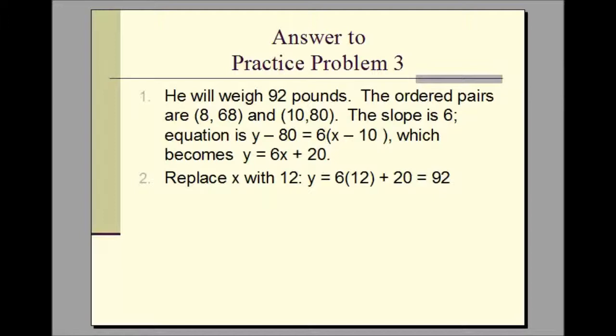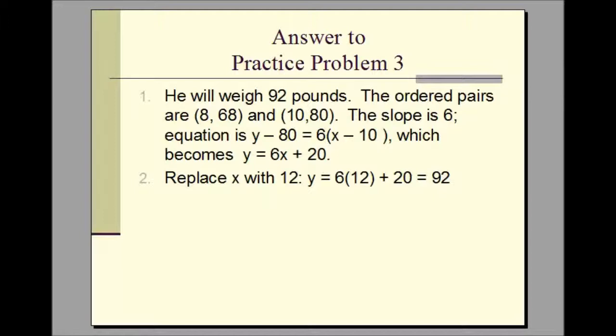The ordered pairs are (8, 68) and (10, 80). The slope is 6. The equation becomes y minus 80 equals 6 times (x minus 10). Notice that I use 10 and 80 instead of 8 and 68 because it's arithmetically easier. This equation becomes y equals 6x plus 20.